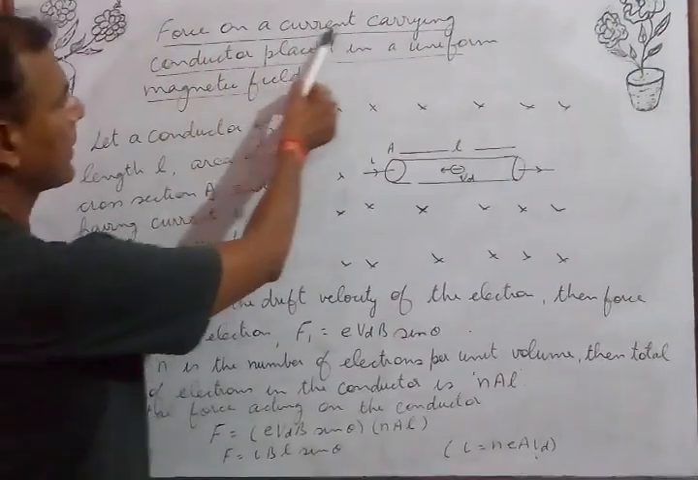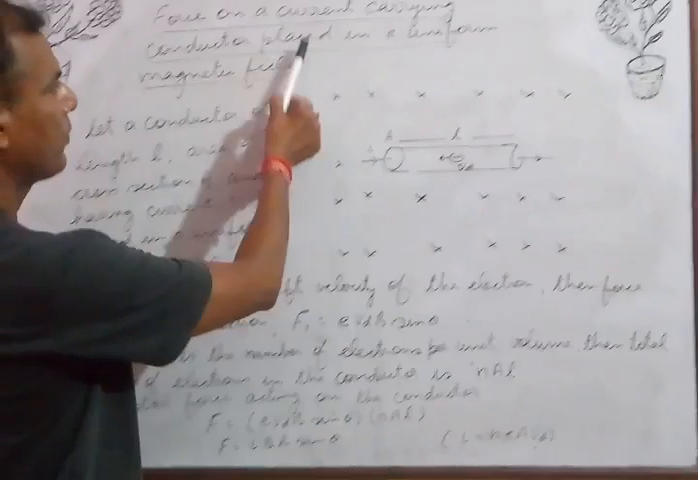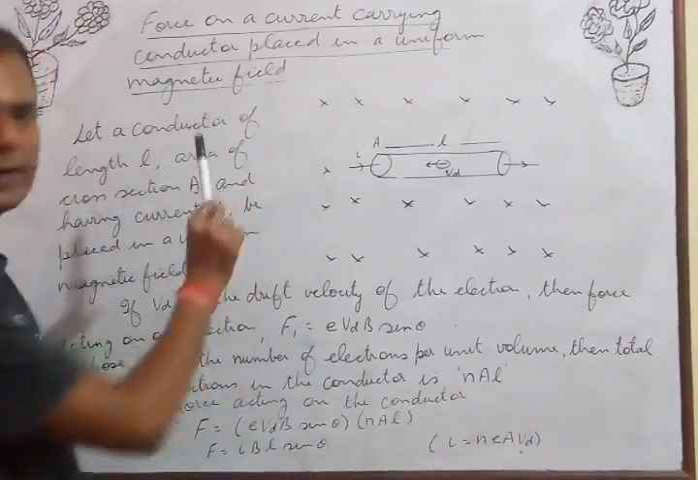Force on a current carrying conductor placed in a uniform magnetic field.